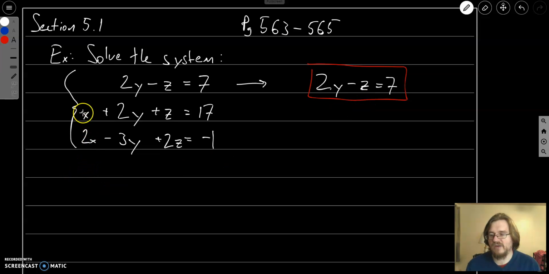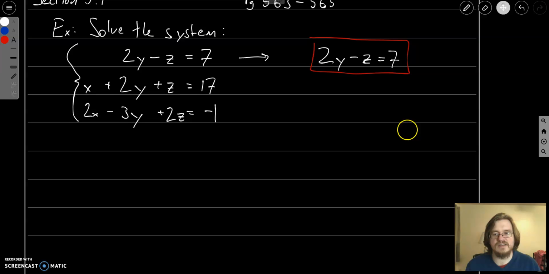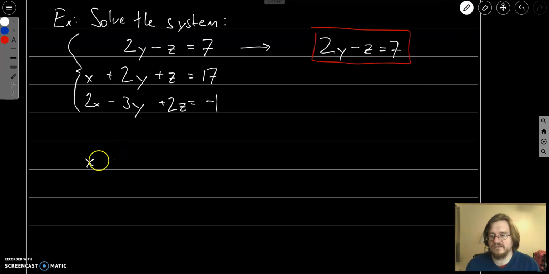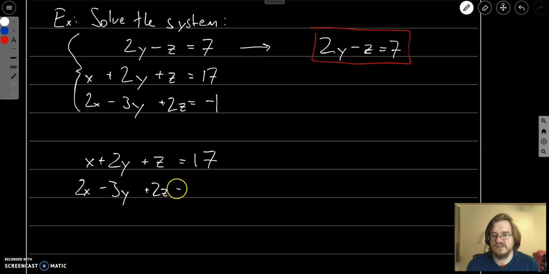So how should I eliminate the x from these two? Well, let's write them down. x plus 2y plus z is equal to 17. 2x minus 3y plus 2z is equal to negative 1. And when I look at this, I want to eliminate the x. Just like there's no x up here, I want to eliminate the x down here. So what I'll do is take the top and multiply it by negative 2. Why? Because then I'll have a negative 2x and a 2x. So when I add them together, they cancel out.